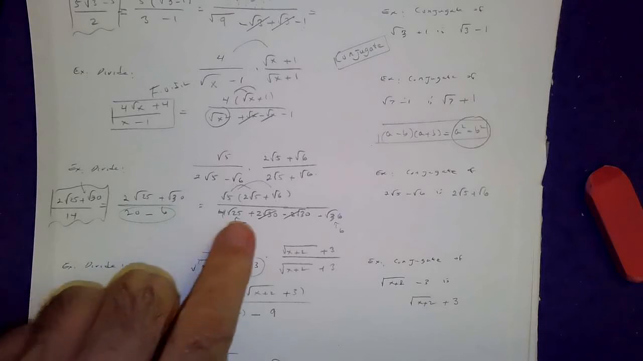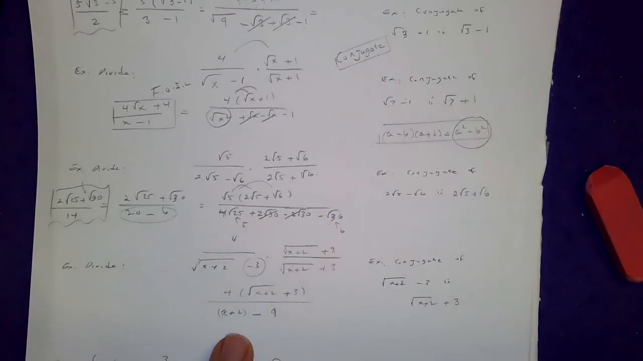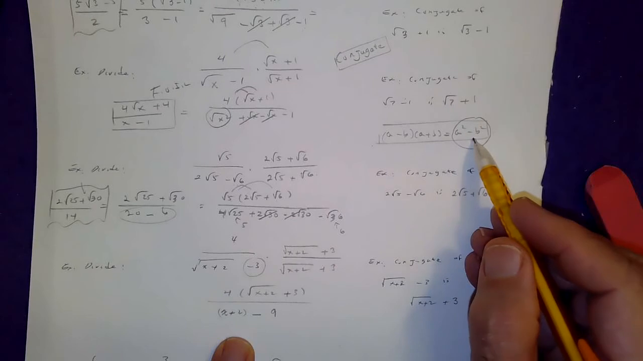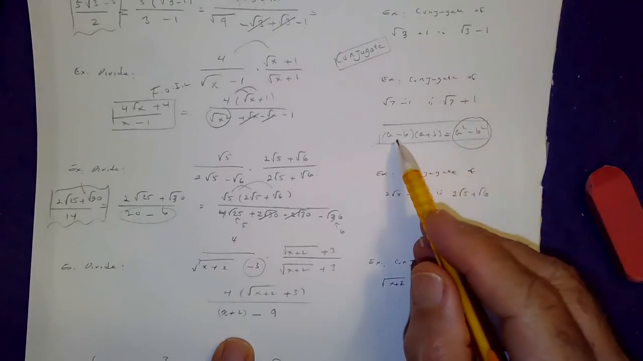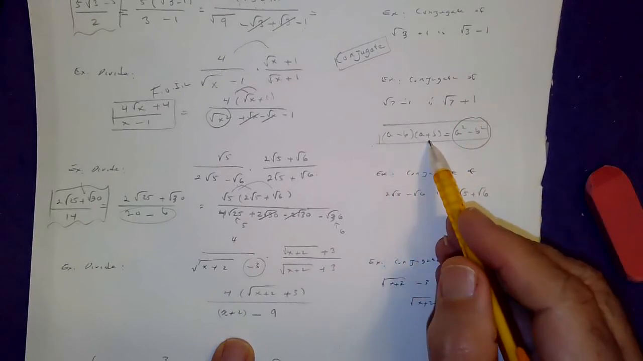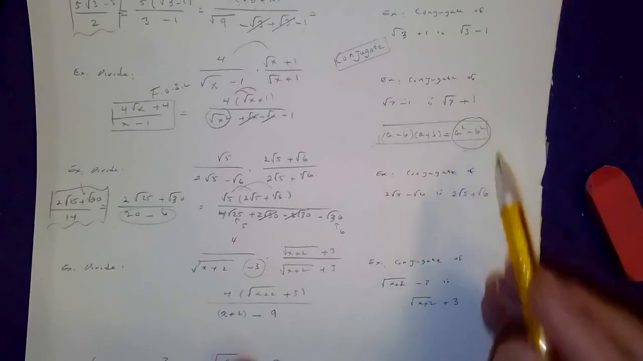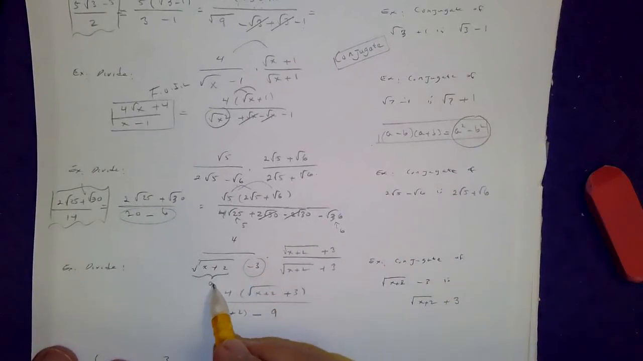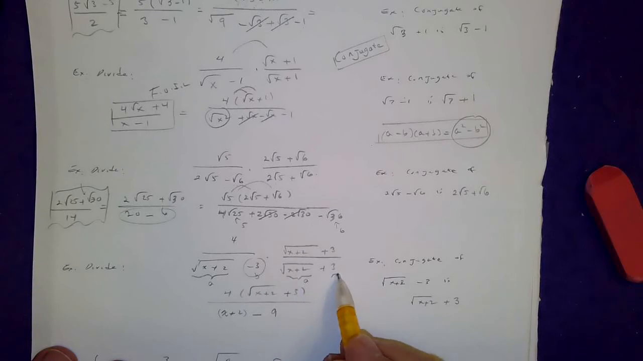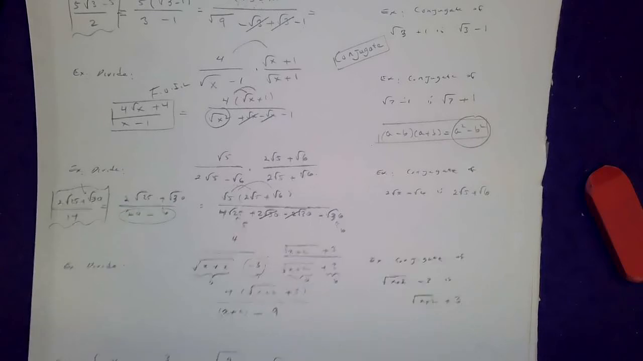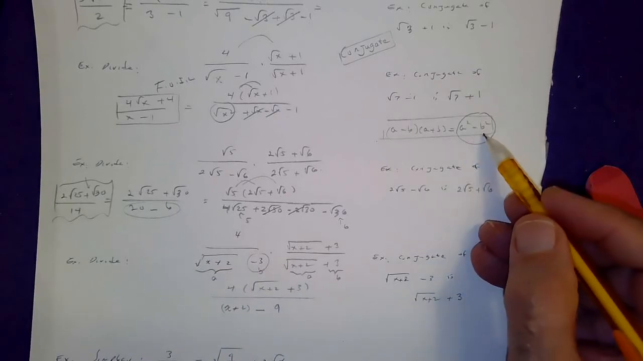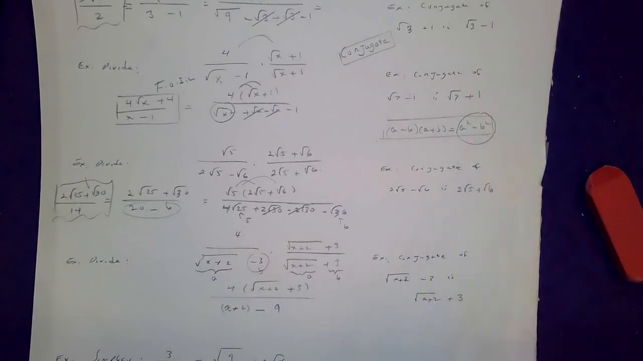Notice that way you can avoid the foiling. So you can get the answer immediately if you remember this formula. When you multiply two terms by its conjugate, you always get a squared minus b squared. In this case, suppose this is a, and this is b, this is a, and that's b. So this is a minus b times a plus b. The answer should be a squared minus b squared.